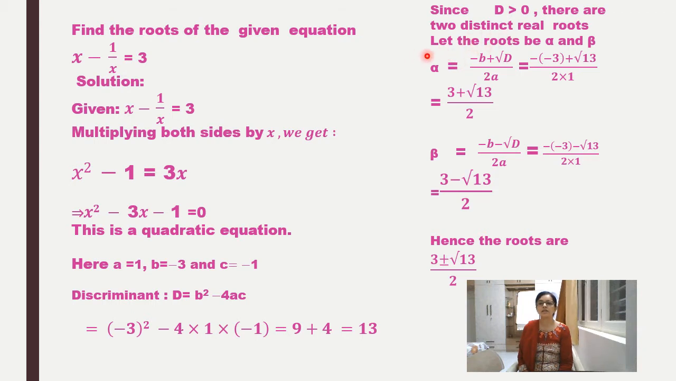As you can see over here, b is greater than 0. So we are going to get two roots, alpha and beta. To find alpha, we are going to write the formula. Which formula? Minus b plus root d upon 2a.